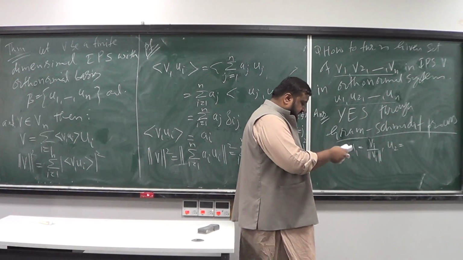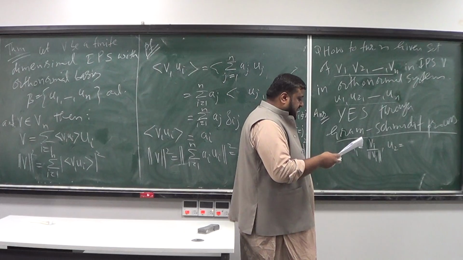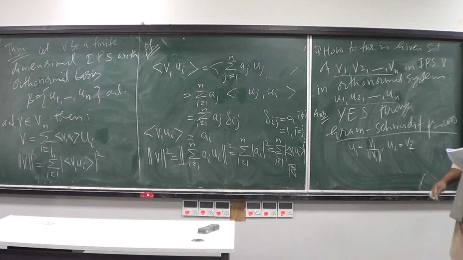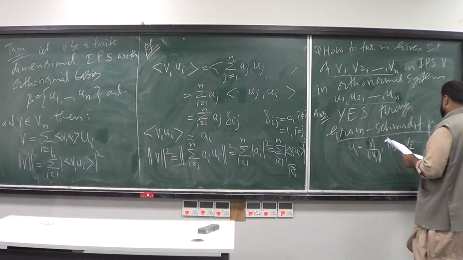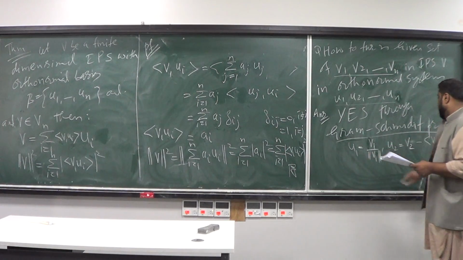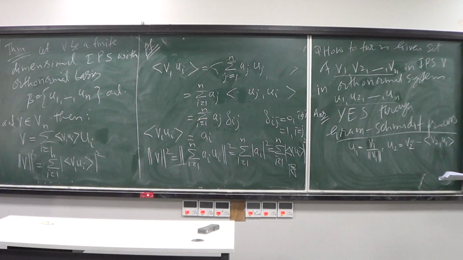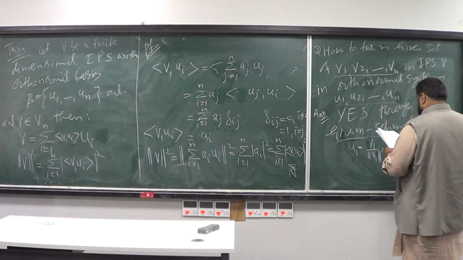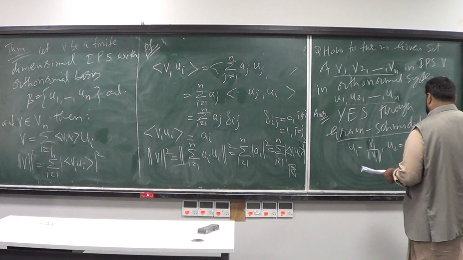What would be u2? Okay? So if you remember, u2 is going to be that: take your v2 vector and subtract the inner product of v2 with u1, and divide everything by the norm of the same vector.